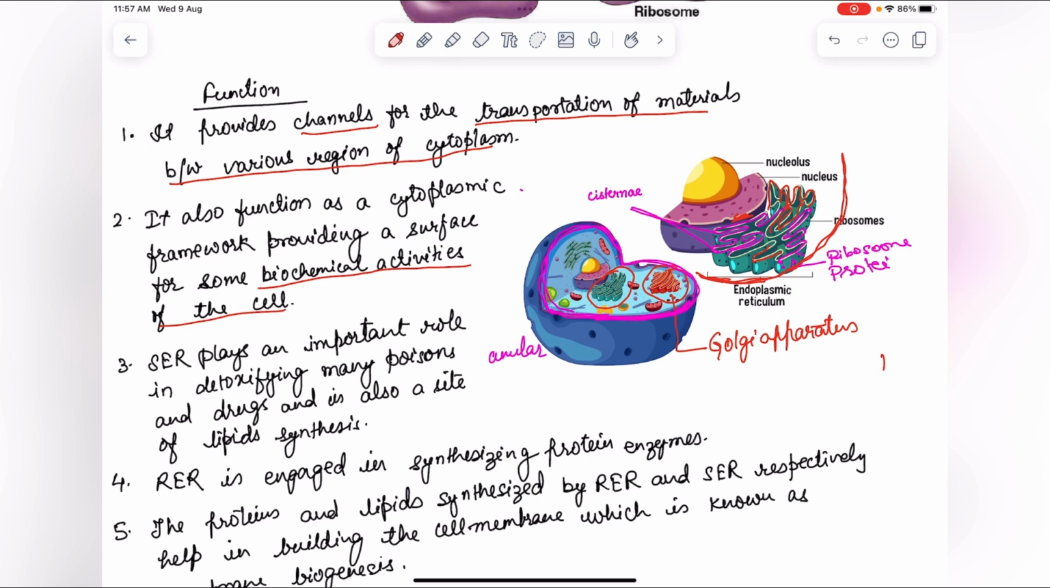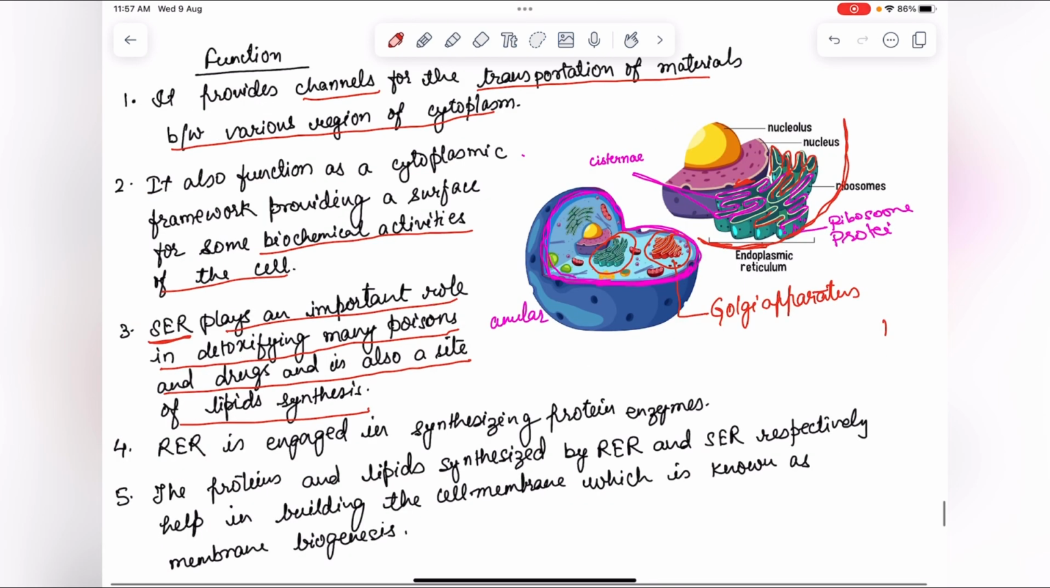Next point is that smooth endoplasmic reticulum plays an important role in detoxifying many poisons and drugs and is also a site of lipid synthesis. So it helps in detoxifying, meaning removing toxic things from the cell. Smooth endoplasmic reticulum helps in the formation of lipids, phospholipids and steroids.